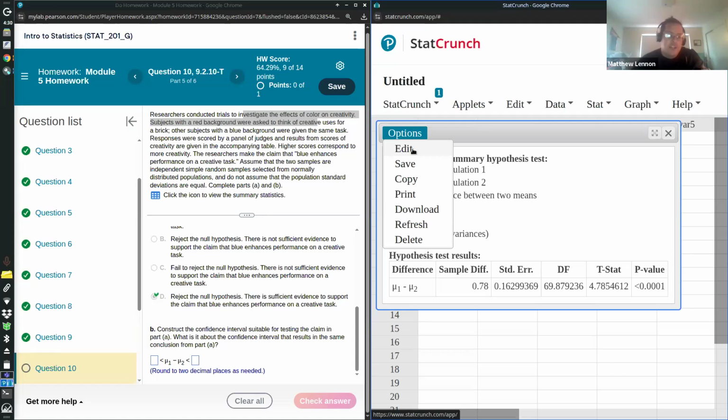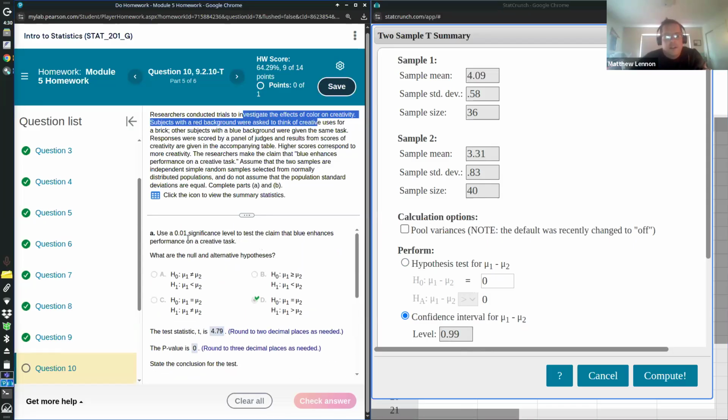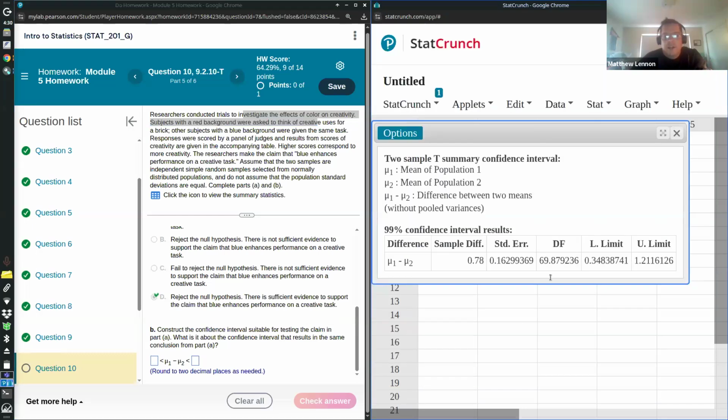Okay, second part, options edit. We're just going to a confidence interval, so just switch from here to here. We have to be a little bit careful because it's a one tail. Strictly greater than. I think I'm still just going to do 0.99 because originally the thing is 0.01. If I get it wrong, we'll switch to 0.98, but this looks okay.